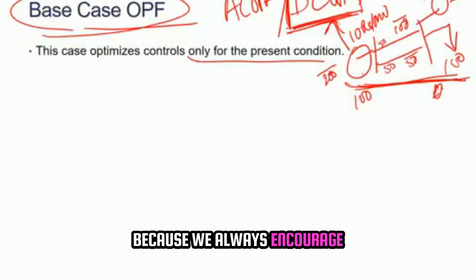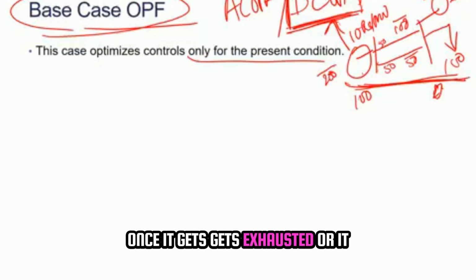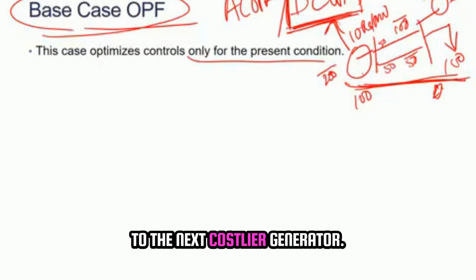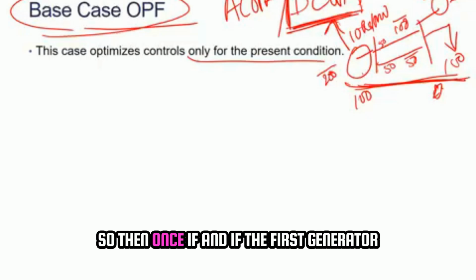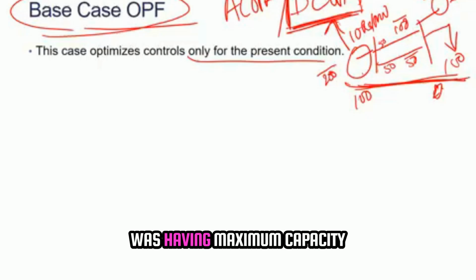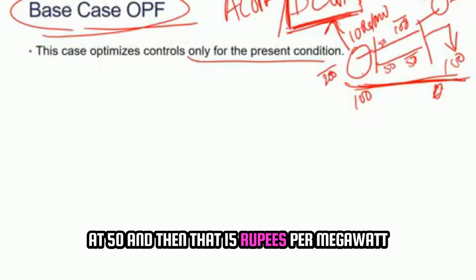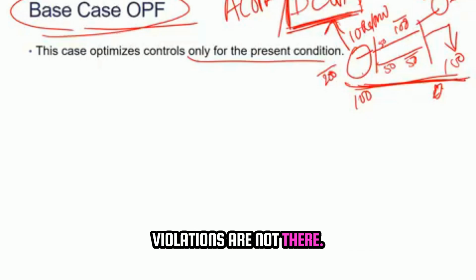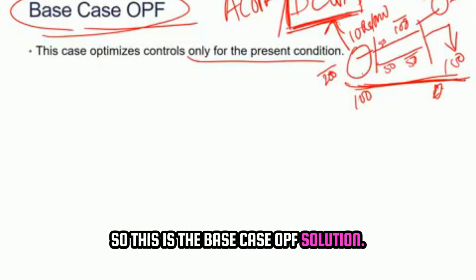Because we always encourage the cheapest generator to generate first. Once it gets exhausted or reaches its maximum limit, then we move to the next costlier generator. Let's say there was a third generator at 15 rupees per megawatt. If the first generator had a maximum capacity of 50 megawatt, we'd cap it at 50, and then the 15 rupees per megawatt generator will generate the rest, considering the line limit violations are not there, right? So this is the base case OPF solution.